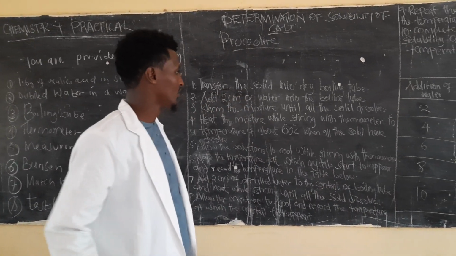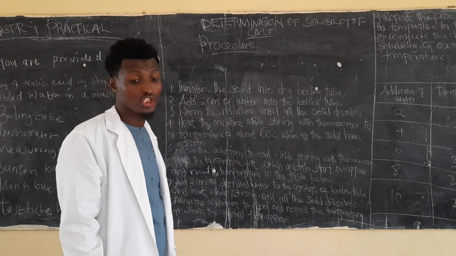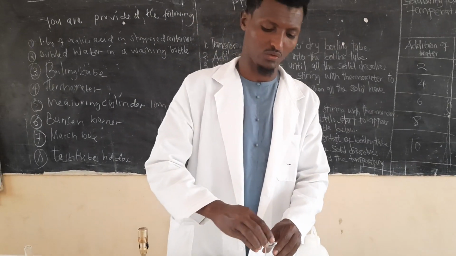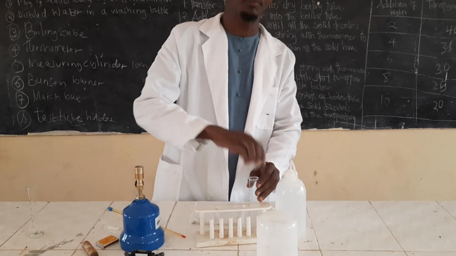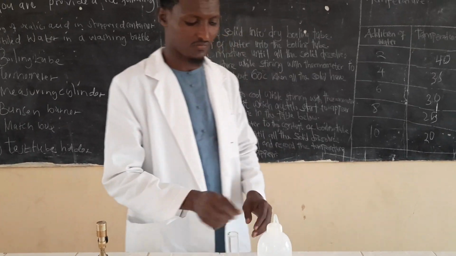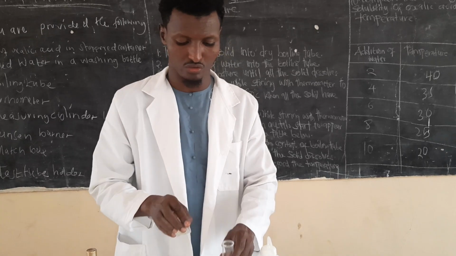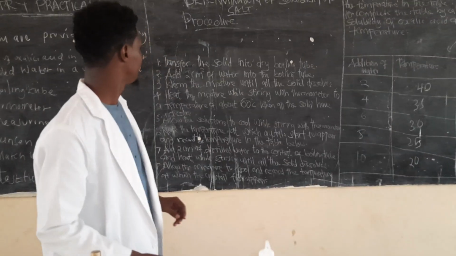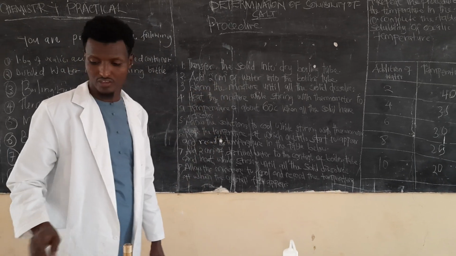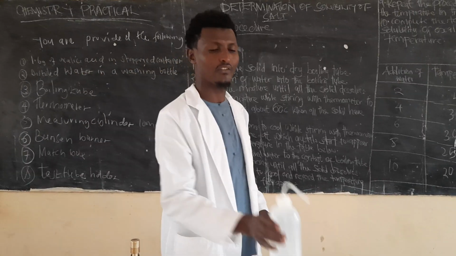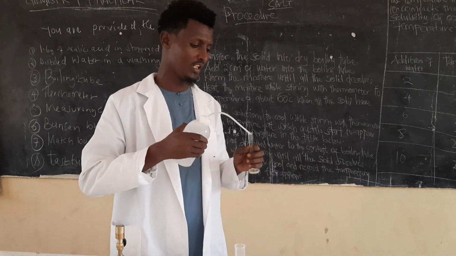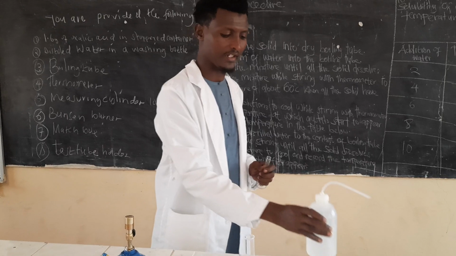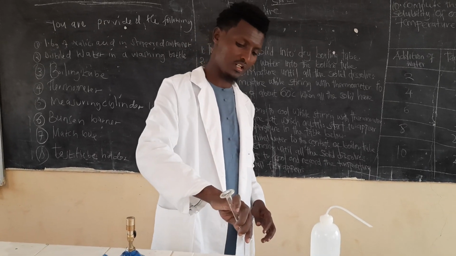Transfer all the solid into a dry boiling tube. After transferring all the solid into a dry boiling tube, here is my solid. Add 2 centimeters of distilled water. I'm adding 2 centimeters of distilled water.